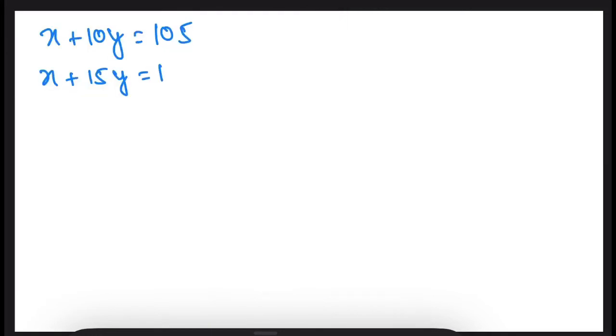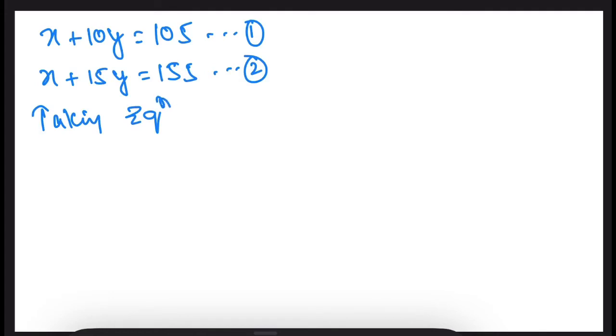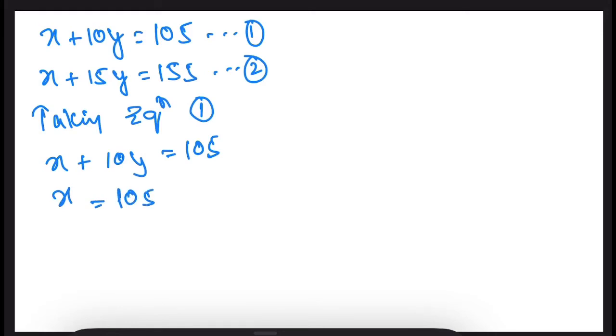155. Yes, 155. Now let's take the first equation. So x plus 10y equals 105. So we will express x in terms of y. x equals 105, and we will bring this 10y to this side.